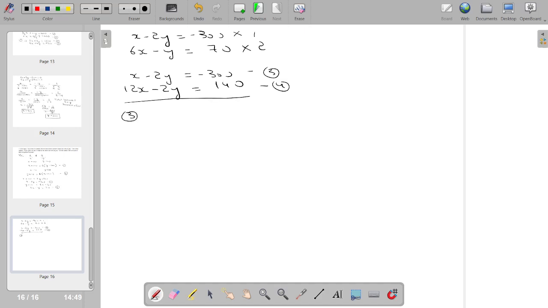Do 3 minus 4. If we do 3 minus 4, what happens? x minus 12x will be minus 11x, the 2y cancels out, is equal to minus 440. Now minus minus cancel. 11 into 4 is 44, so x is equal to 40. That means person A originally has 40 rupees. Substitute this x into either 3 or 4 and we will get the value of y.